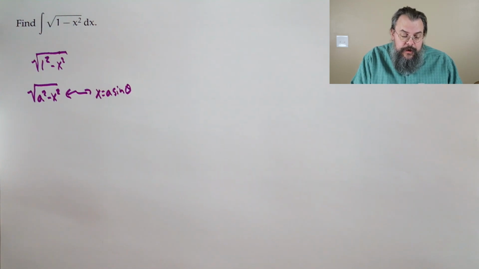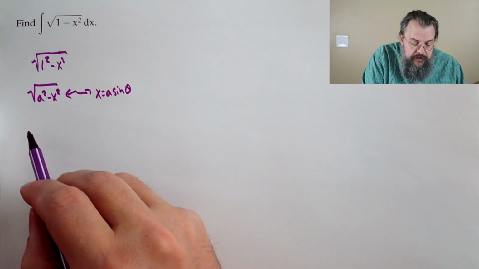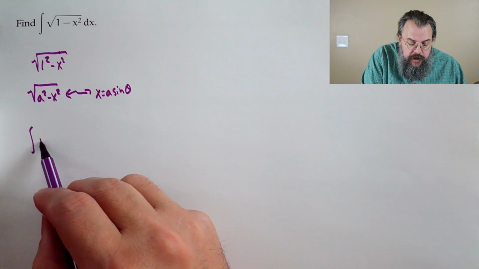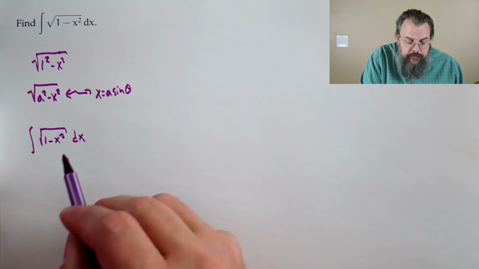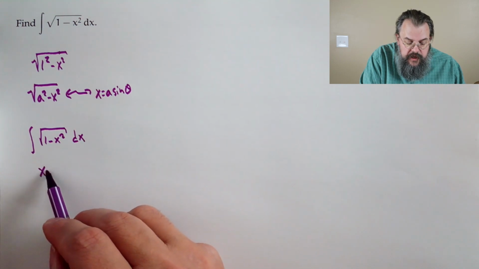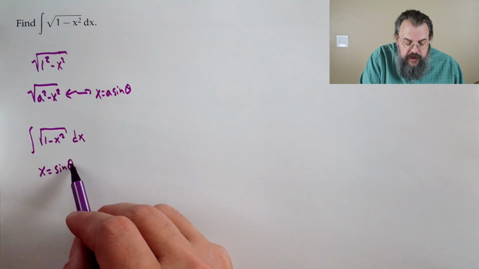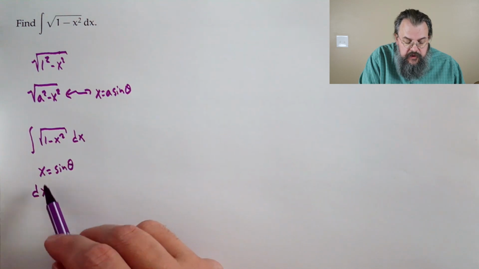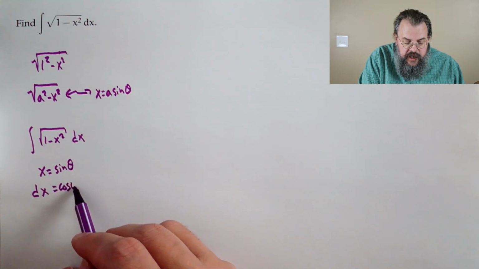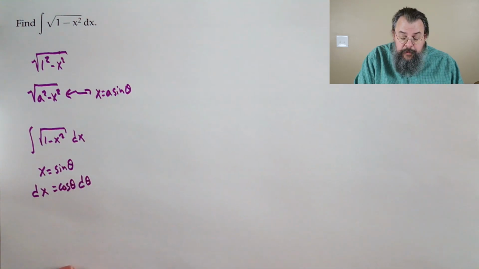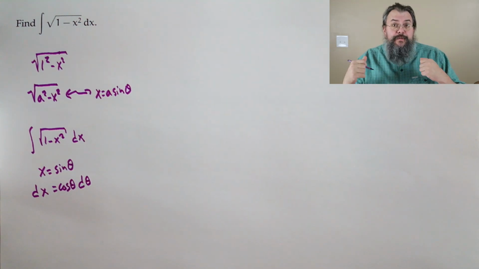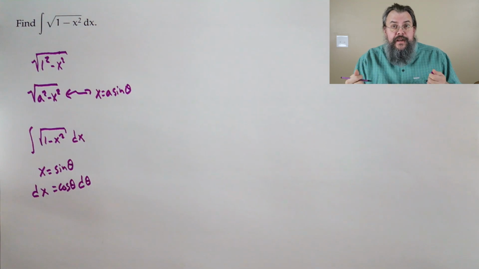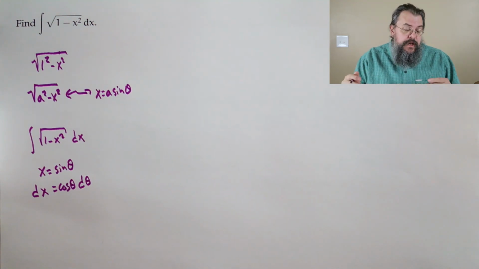Okay, so here we go. We have the integral square root 1 minus x squared dx. And substitute. x equals sine theta. dx, derivative of sine, is cosine. All right, good. By the way, the fact that the derivative of sine is positive cosine is why we generally prefer making the substitution for sine over the substitution for cosine. But either can be made.